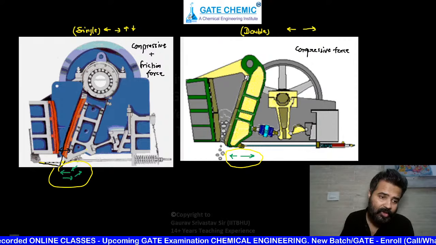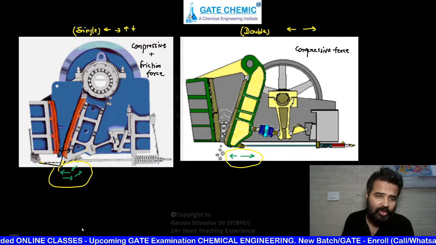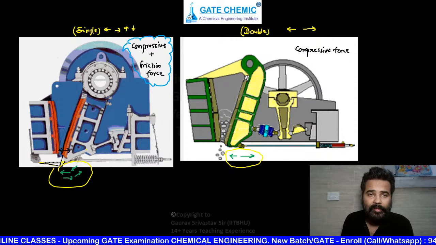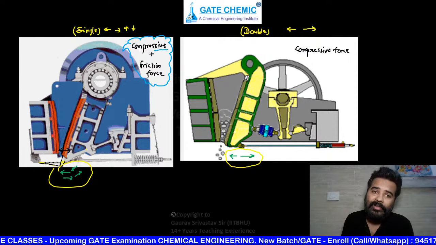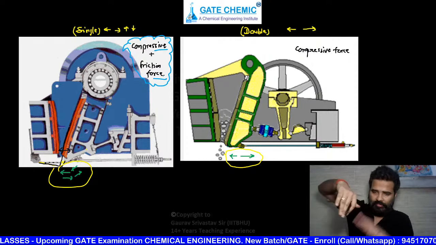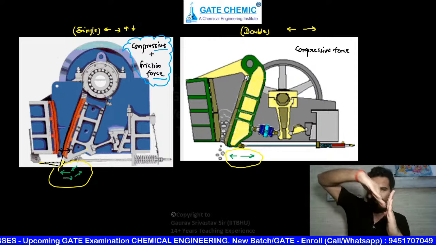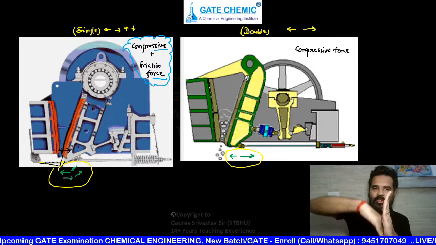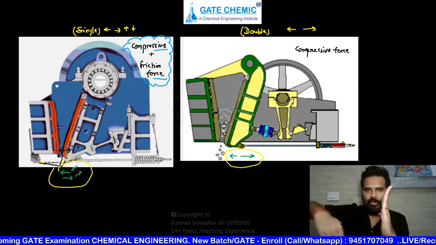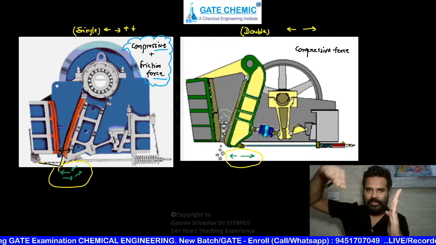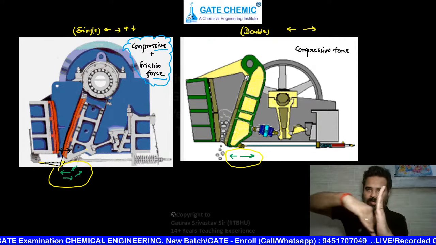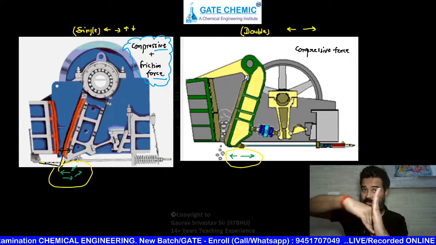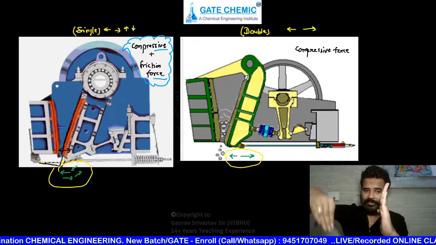So here you need to remember one more thing. Don't worry, I will give you in a green slide. The principle is compressive as well as friction force. Like this, motion is like this. So see, friction force is also there, that is responsible for the reduction of size of solid particle. In this, only compressive. This is the second one. This is double toggle crusher. And this is single toggle crusher.